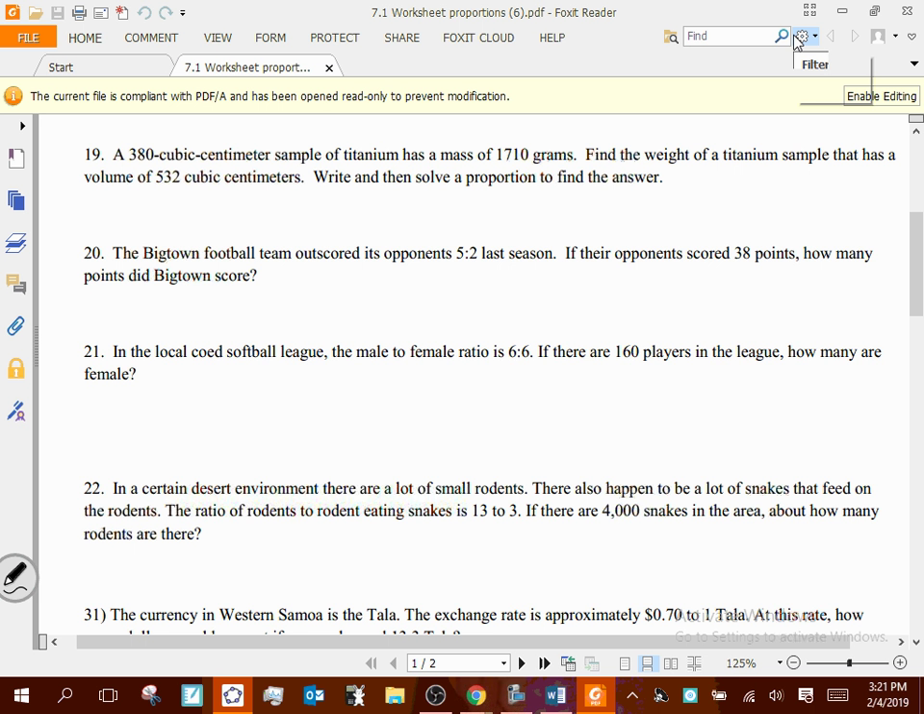So the Big Town football team outscored opponents 5-2 last season. It says if their opponent scored 38 points, how many points did Big Town score? Okay, so outscored means they scored more. So the top is Big Town. The bottom is opponents. Now the opponent scored 38 points, so the opponent should be on the bottom. That should be Big Town score.